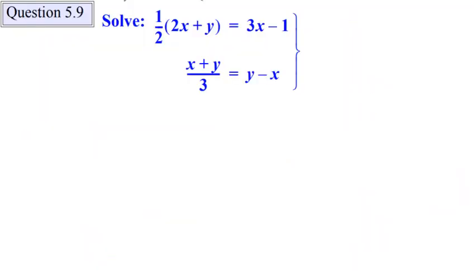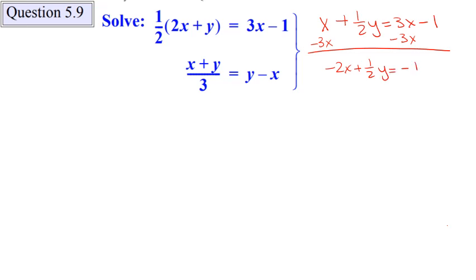All right, so 5, 9 is the same as before, but with fractions, your favorite friend. So I'm actually going to distribute that half, and that's going to be x plus 1/2 y equals 3x minus 1. And then what I'm going to do is bring all the x's to one side. That'd be -2x plus 1/2 y equals -1. So for systems, we want to keep it in this form where x is first, then y, and it's equal to some number. So that's what happened to this first equation. That's what it's going to turn into.